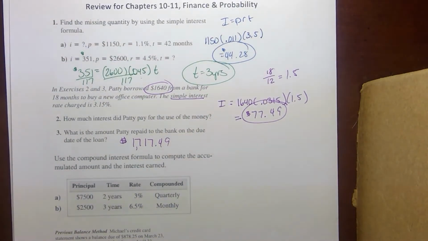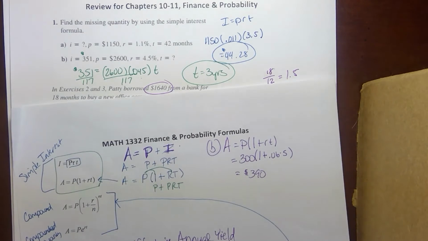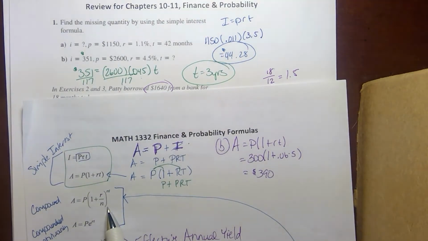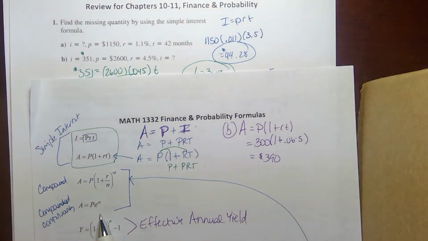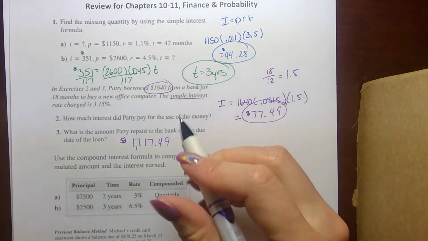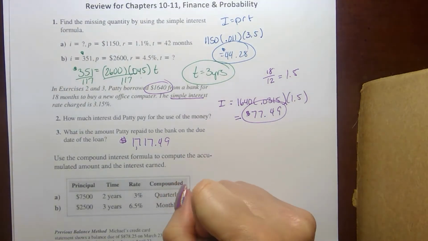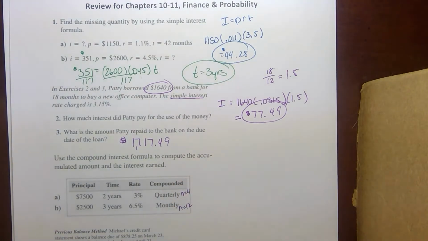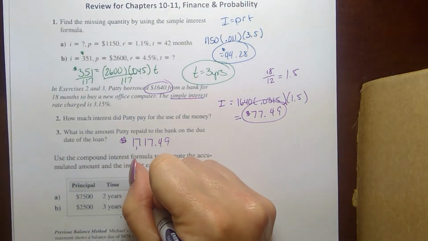Okay, compound interest formula. If I go back and I look at my sheet, compound interest formula is right here, unless it's compounded continuously, and then I use this simplified formula. Neither of those has to be compounded continuously. Both A and B, compounded quarterly, N is 4, compounded monthly, N is going to be 12. My time is already in years, so that's good. My rate, I'm going to rewrite as a decimal.